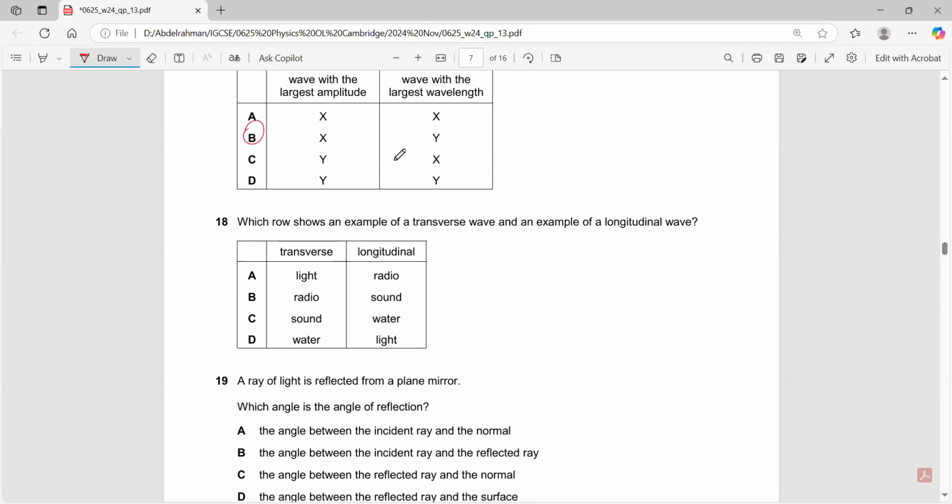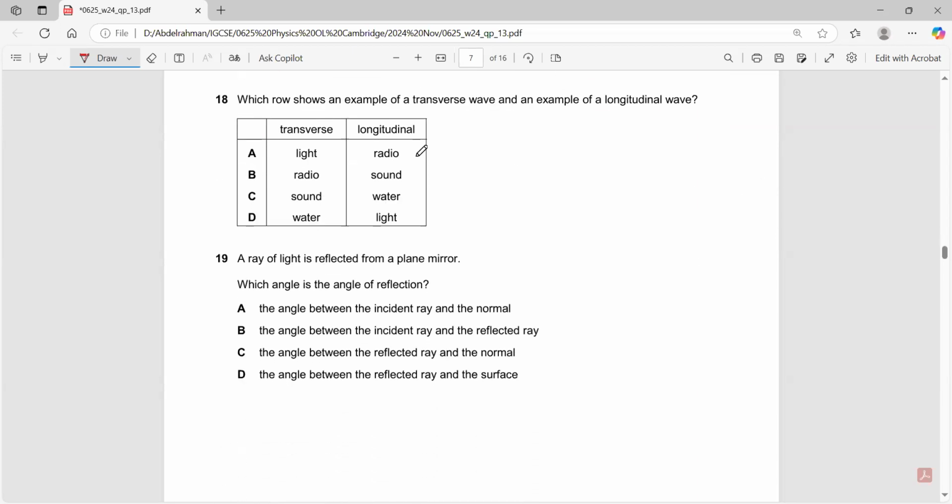Which row shows an example of a transverse wave and a longitudinal wave? Transverse wave: light, radio. Does it sound? No. Water. Okay. Longitudinal: radio waves? No. Sound wave? Yes. Water? No. Light? No. So the only correct answer would be B.